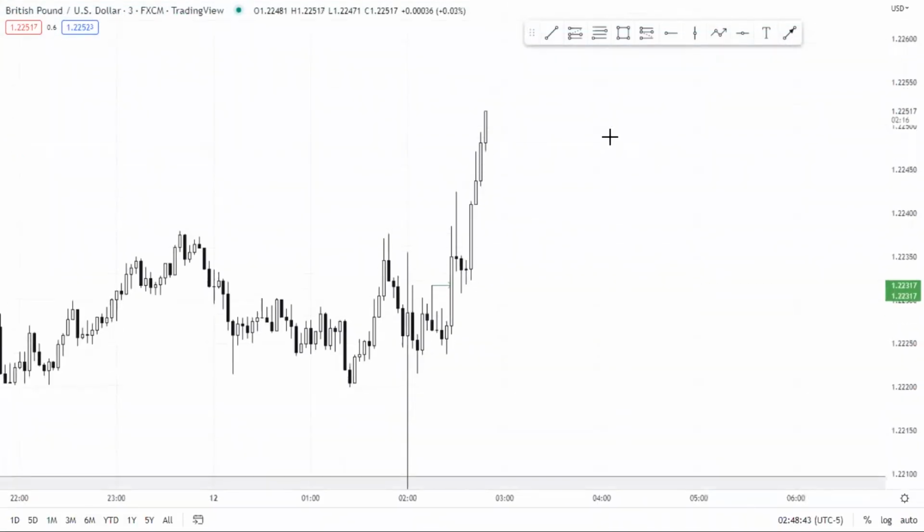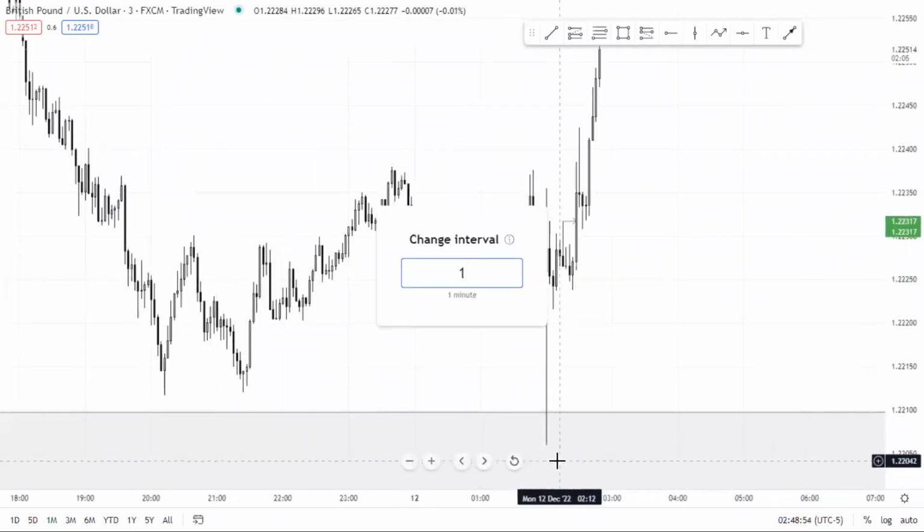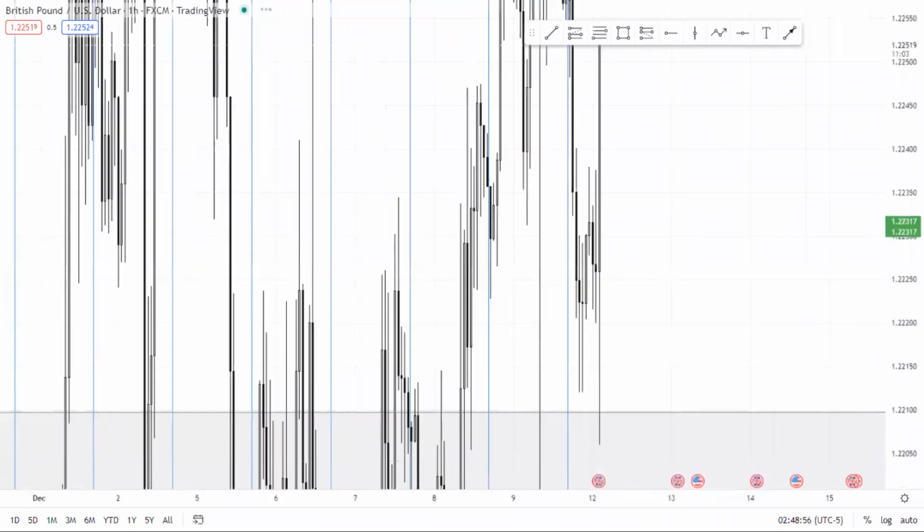All right. So look at GBP USD. GBP USD in London session is pulling up. Why is this so? Let me show you guys why it's so.